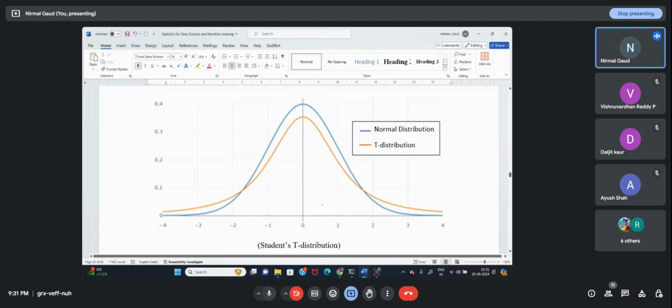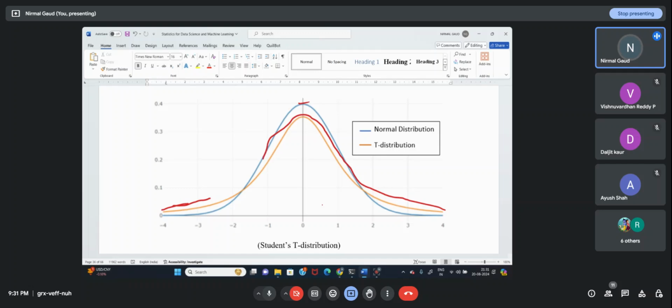Here is the diagram. You can see the blue one is your normal distribution. This is normal. However, these are the heavier tails. This is a heavy tail. It is not touching the ground. For Student t, it is not touching the ground; they are heavy. In the case of normal, you can see it's touching the ground. Blue is touching the ground, but orange is not. That's why it's called a heavy tail. So these are heavy tails for the Student t distribution.